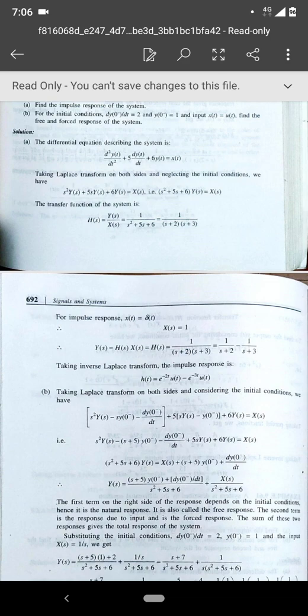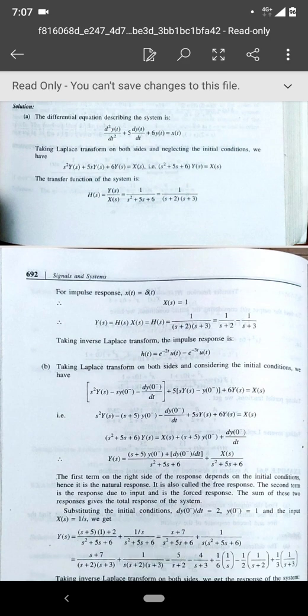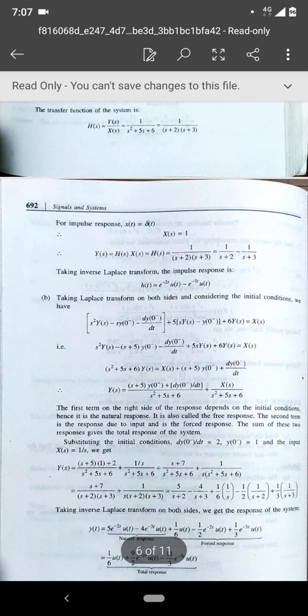Grouping, y of 0 minus is given as 1, and dy by dt at 0 minus is nothing but 2. Substituting everything and regrouping, you'll get Y of s as given there. X of s is nothing but 1 by s. You can simply do it and see.